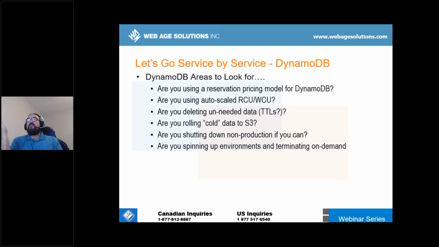DynamoDB, good questions to ask are: are you using reservations? Are you allowing yourself to auto scale from a read and write capacity unit aspect? Are you using TTLs, which by the way you can do for tables, to drop data that will never again be accessed, especially if it's like session data or leaderboard or that kind of thing? Are you rolling cold data to S3?